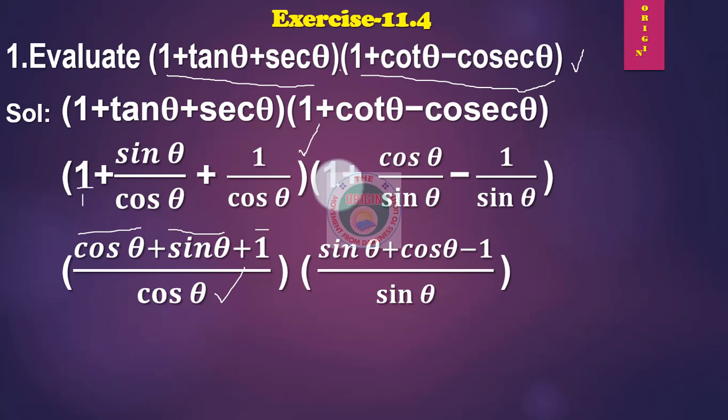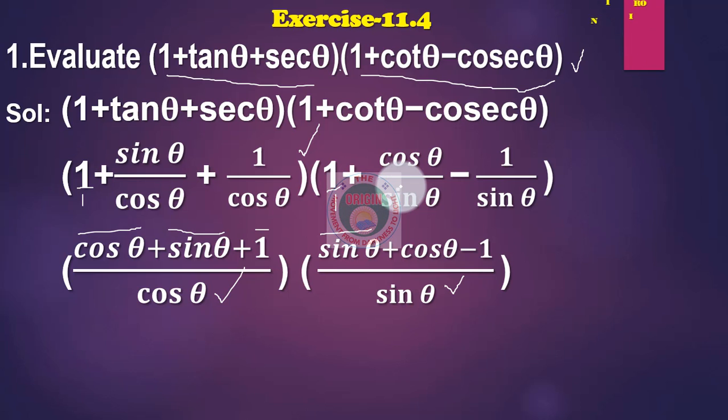Next one: 1 plus cos theta by sin theta minus 1 by sin theta. Again I did the same process. Take 1 by 1, take the LCM, which is sin theta. Now divide by the denominators: sin theta by 1 is sin theta. The resultant is multiplied with the numerator: sin theta into 1 is sin theta. Next, these two denominators, first term completed.